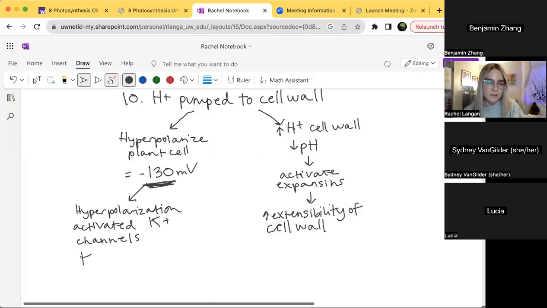So in plant cells, the equilibrium potential for potassium is usually around like negative 118 millivolts. So because the membrane potential is way more negative, there's actually a push on potassium to go into the cells. Because if we're here and potassium wants to be here, it wants to make the membrane potential more positive to get it to 118.